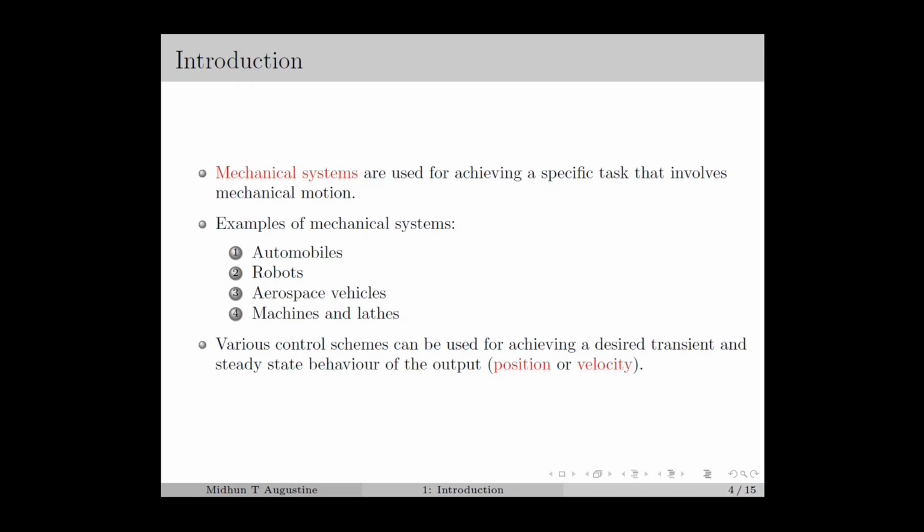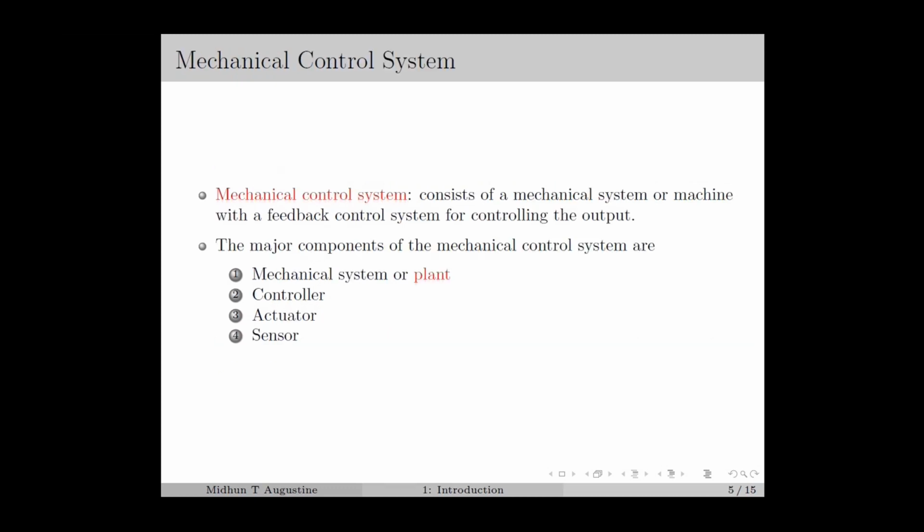This lecture series is about control of mechanical systems, in which we discuss various control schemes or algorithms to improve the performance of the systems in terms of accuracy, stability, lesser energy requirement, etc. Mechanical control systems consist of a mechanical system or machine along with a feedback control system for controlling its output. The major components of the mechanical control system are the mechanical system or plant, controller, actuator, and sensor.